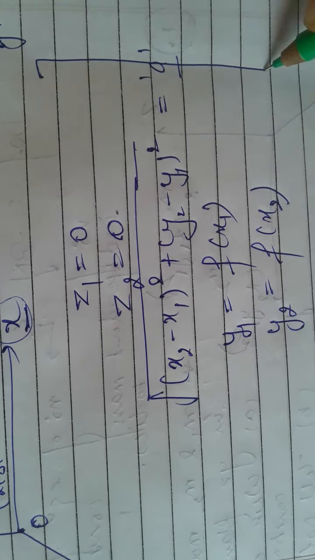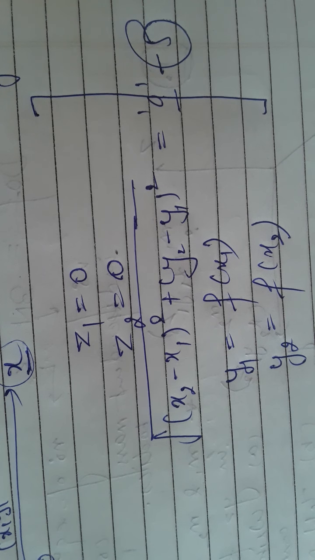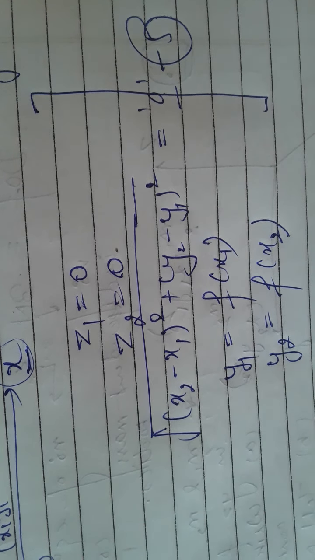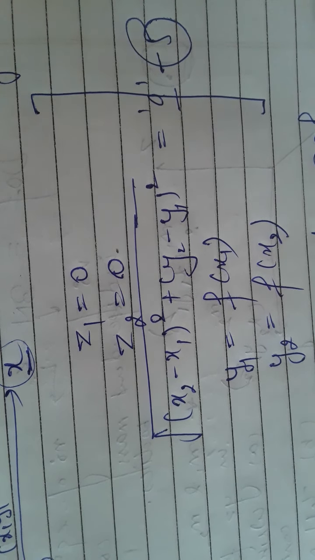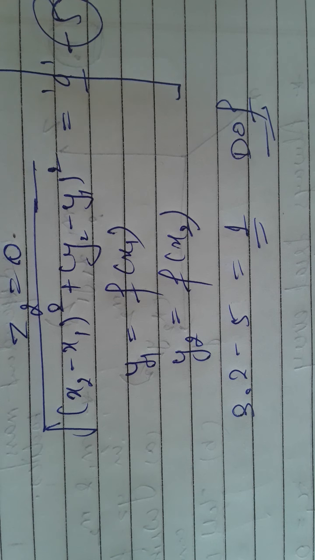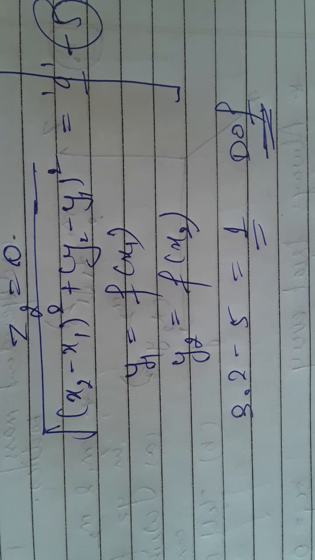So here are your 5 equations of constraints. So 3 into 2 minus 5 is 1. 1 degree of freedom came. Right? So degree of freedom is only and only writing all the conditions wisely.